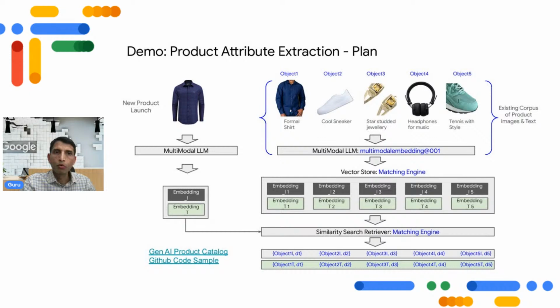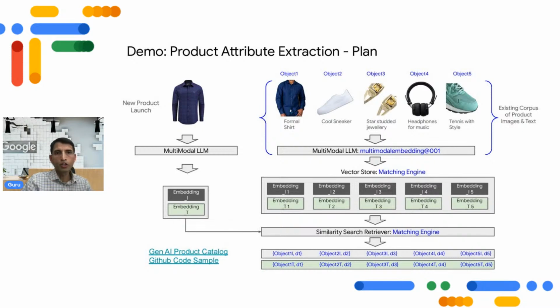So the demo that we are going to walk through is a typical retail problem. Every retailer has about 1 million SKUs in their catalog, and they want to be able to fully define these product attributes.